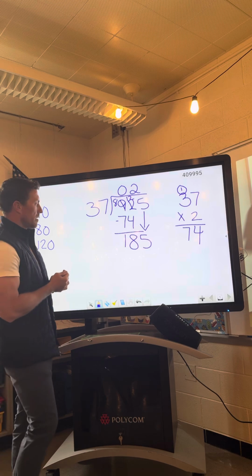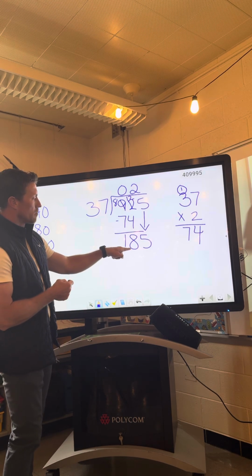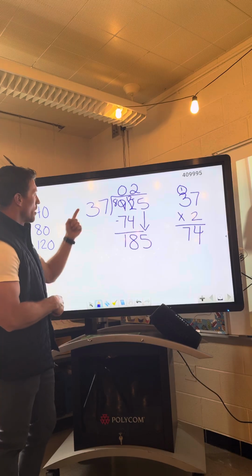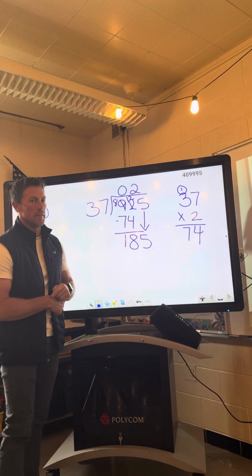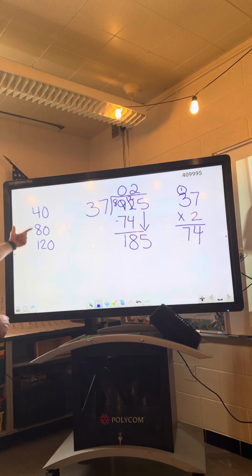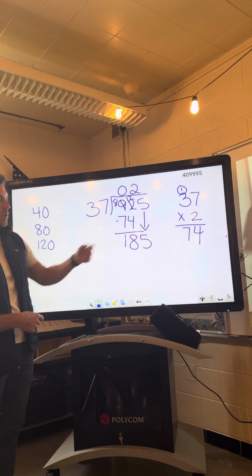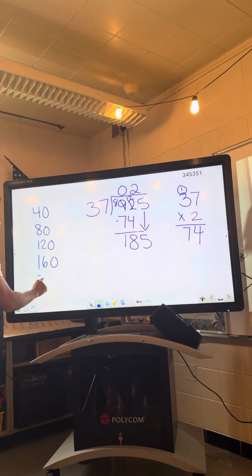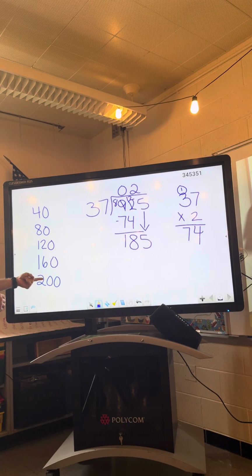So now I have 185 as my new number, and I'm still dividing it up by 37. I want to know how many times 37 goes into 185. But do you guys remember how we started this list of multiples? I can continue this list until I get to 185 now. So I did 40, 80, 120. The next multiple would be 160. And then we would have 200. Okay? So if I'm looking at my multiples, I would see that 200 is too much.